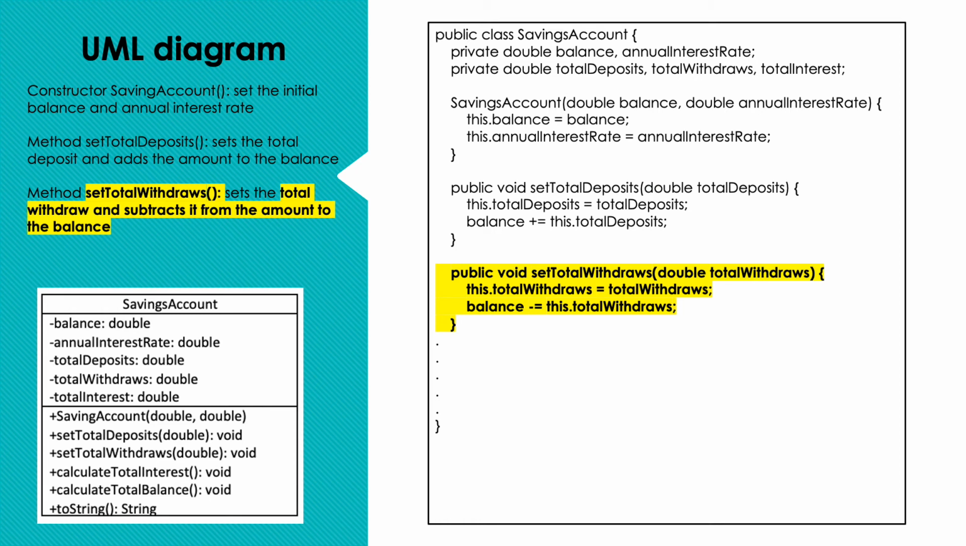Moving on to the next method, which is setTotalWithdrawals. It sets the total withdrawal and subtracts the amount from the balance. So we will write public void setTotalWithdrawals(double totalWithdrawals). Setting the value, this.totalWithdrawals equal totalWithdrawals. Then subtract the amount from the balance. So balance minus equal this.totalWithdrawals, or you can write it as balance equal balance minus this.totalWithdrawals.